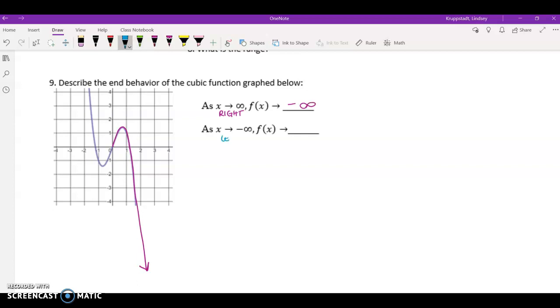If I go to the left, we get that little hump here, but again, it doesn't really matter, because what I care about is what is happening as I go the furthest to the left I possibly can, and my graph is going up. So we say to positive infinity.